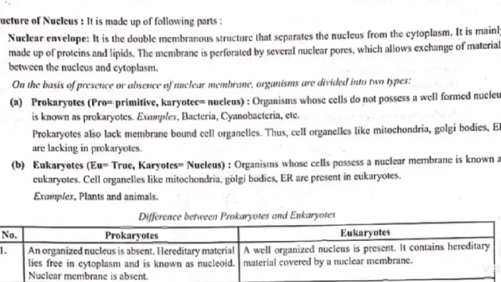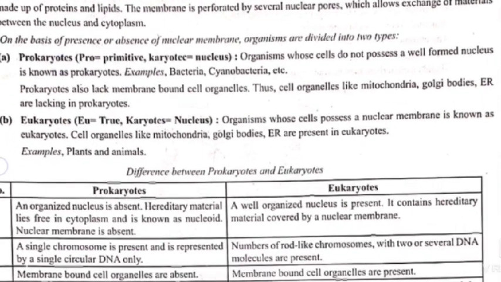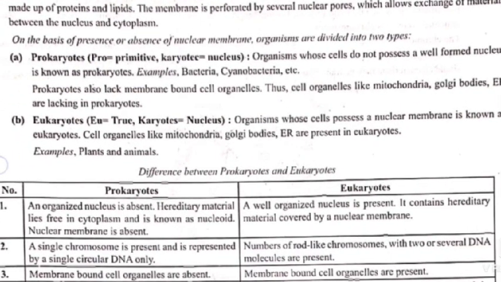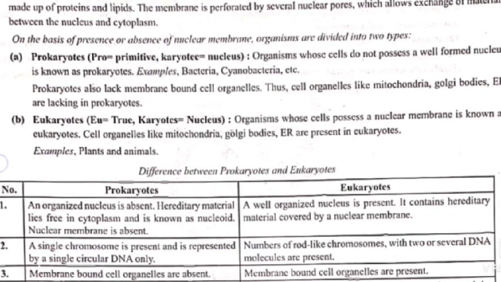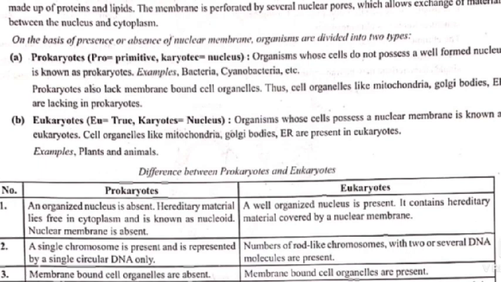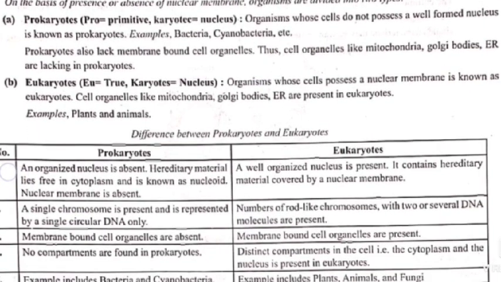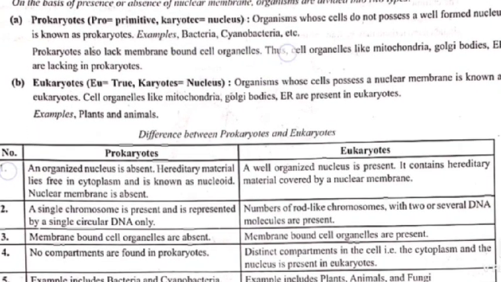On the basis of presence or absence of nuclear membrane, organisms are divided into two types. One is prokaryote. Pro means primitive, karyote means nucleus. Organisms whose cells do not possess a well-formed nucleus are known as prokaryotes. Examples: bacteria and cyanobacteria. Prokaryotes also lack membrane-bounded cell organelles. Cell organelles like mitochondria, Golgi body, and endoplasmic reticulum are lacking in prokaryotes.